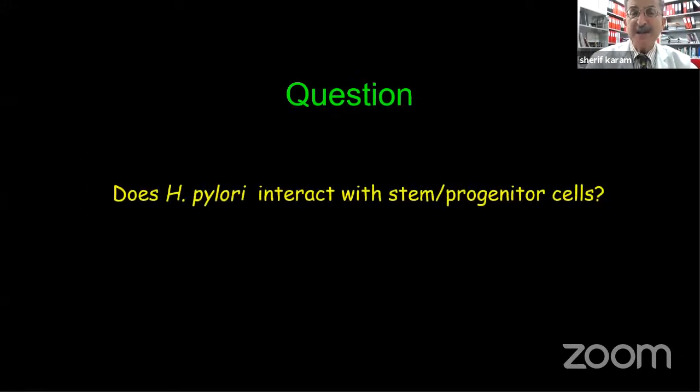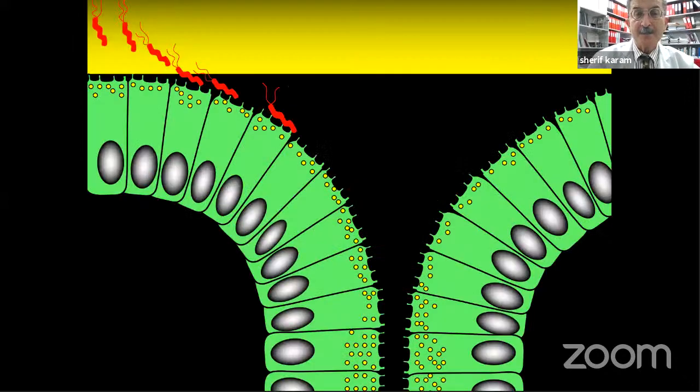So the question that we raised is what happens between H. pylori and the stem cells or the progenitor cells? Is there any relationship between them? So people have studied the H. pylori, and for long it's been known and demonstrated that they interact with the surface mucus cells. So there is binding that happens between the two types of cells. There are receptors on the H. pylori that bind to the glycoproteins on the surface of the surface mucus cells, and that's it almost.